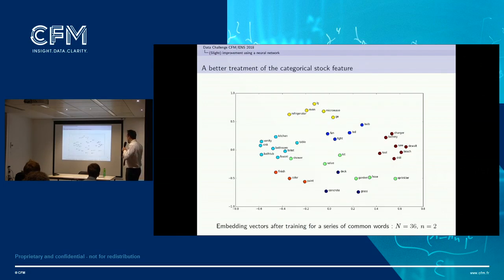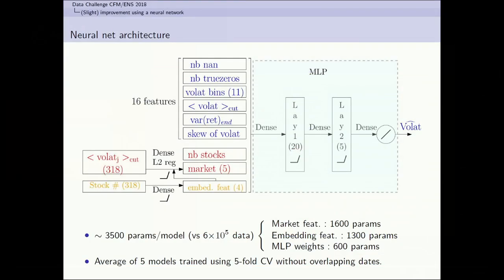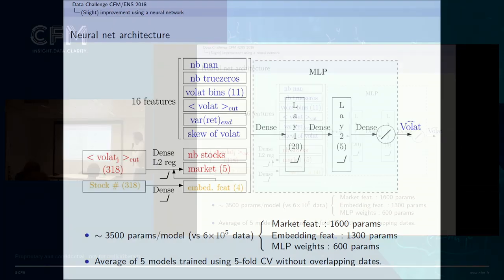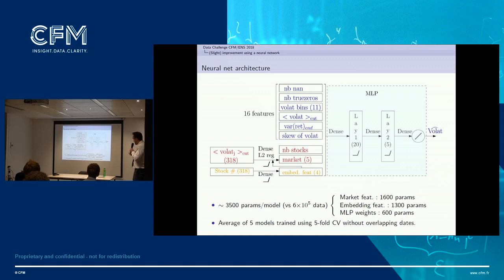So let me present to you my neural net. So that's the architecture of the net. I will start by the end. So we have a very classical multi-layered perceptron here, with one hidden layer, 20 neurons, 5 neurons on the linear output neuron. And we input 26 features here.